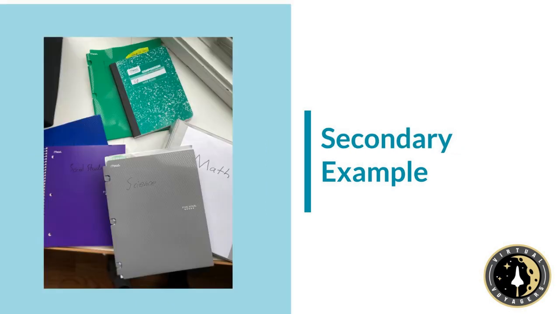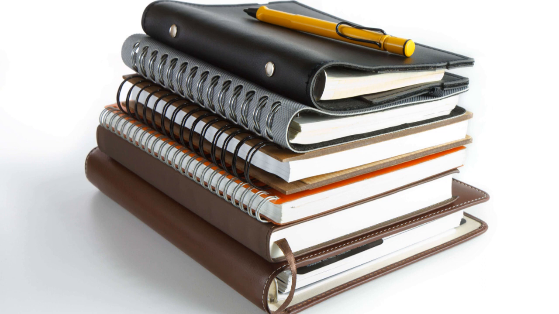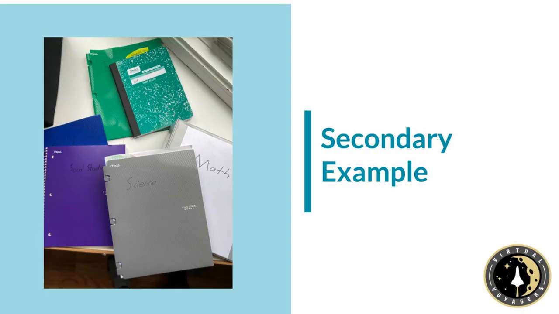Secondary learners often use notebooks, folders, and binders to organize materials for their 6 different classes. Students may choose to use a separate binder for each class or one large binder system with individual folders for each class. These materials can be color-coded to allow for quick visual scans when preparing for class.